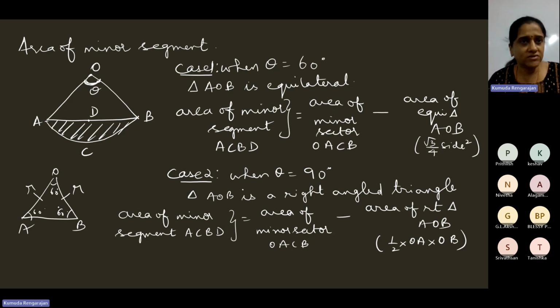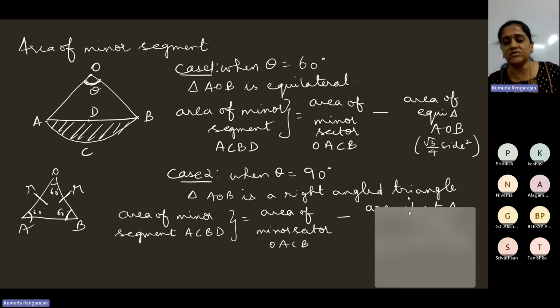Correct? Because the sector angle is 60, the remaining is 180 minus 60, 120. But these two angles are already equal because radius, radius. So it's an isosceles triangle, the base angles are equal, so 120 by 2 is 60. That makes all the angles 60 degrees, which means the area of the triangle is root 3 by 4 into side square. It's an equilateral triangle.